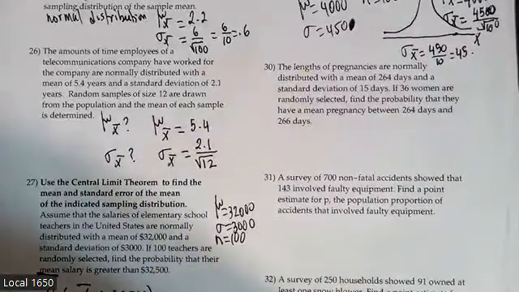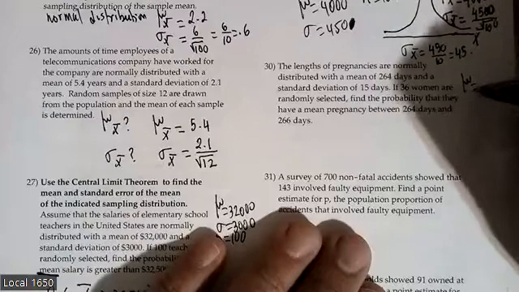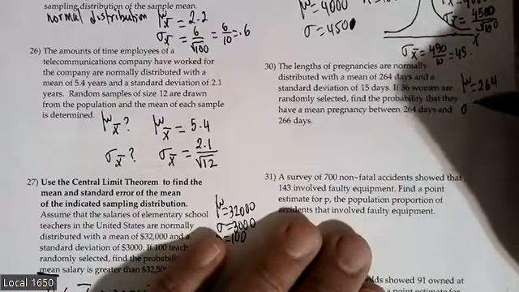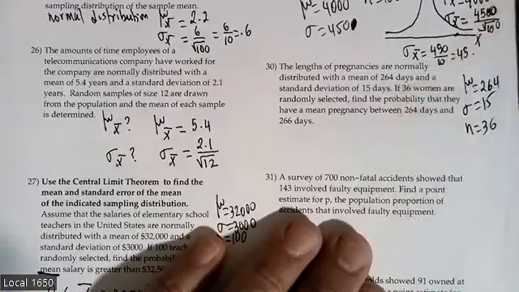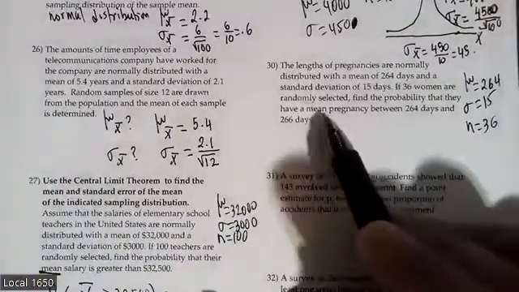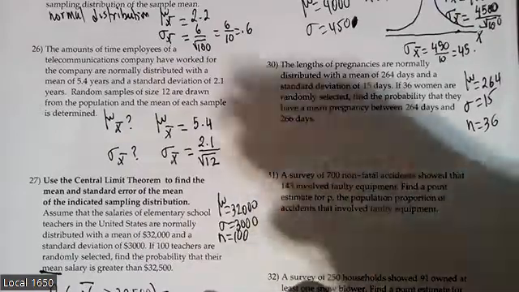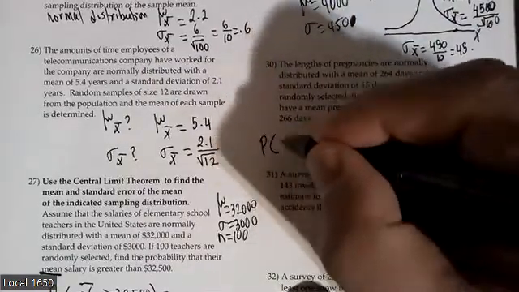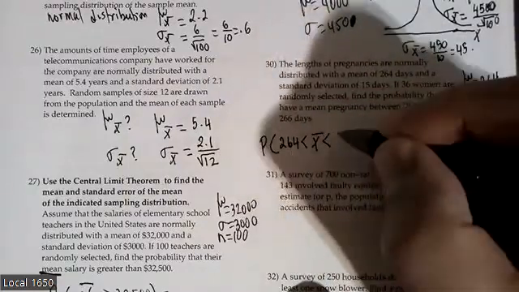30. The lengths of pregnancy are normally distributed with a mean of 264 and a standard deviation of 15. So this is the last question in section 8.1. If 36 women are randomly selected, so it's going to be about X bar, guys. I'm giving you a sample size. What's the probability that their mean pregnancy is between 264 and 266? So you start with this. You put 264 first, and you put X bar between.